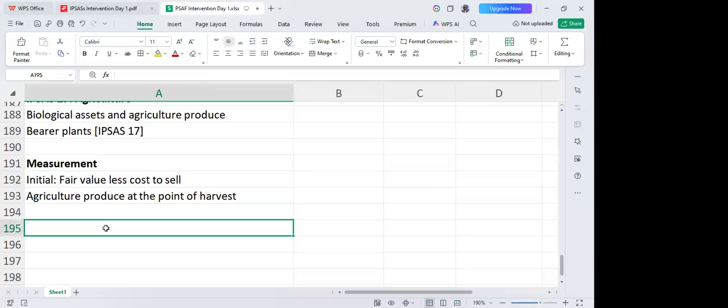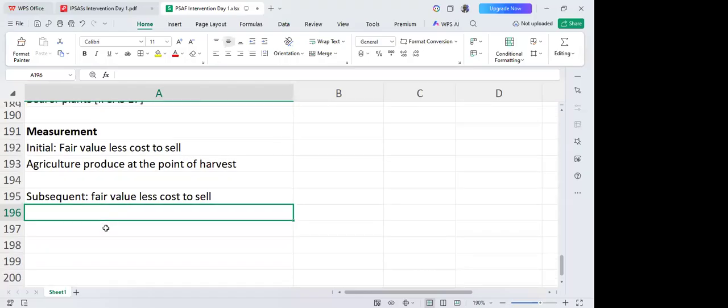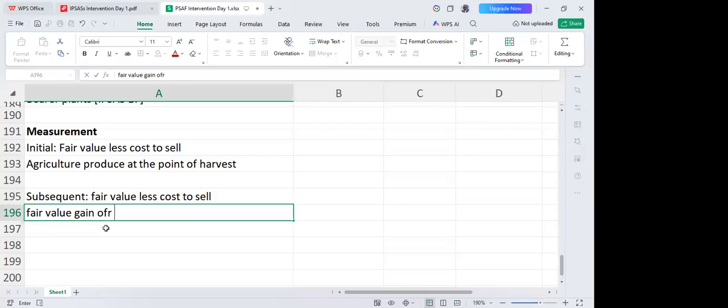What about subsequent measurement? Subsequent measurement is the same thing again. It's fair value less cost to sell. And since it's fair value less cost to sell, there's a possibility you can get a fair value gain or loss. If you get a fair value gain or loss, you are going to account for it in your statement of financial performance.